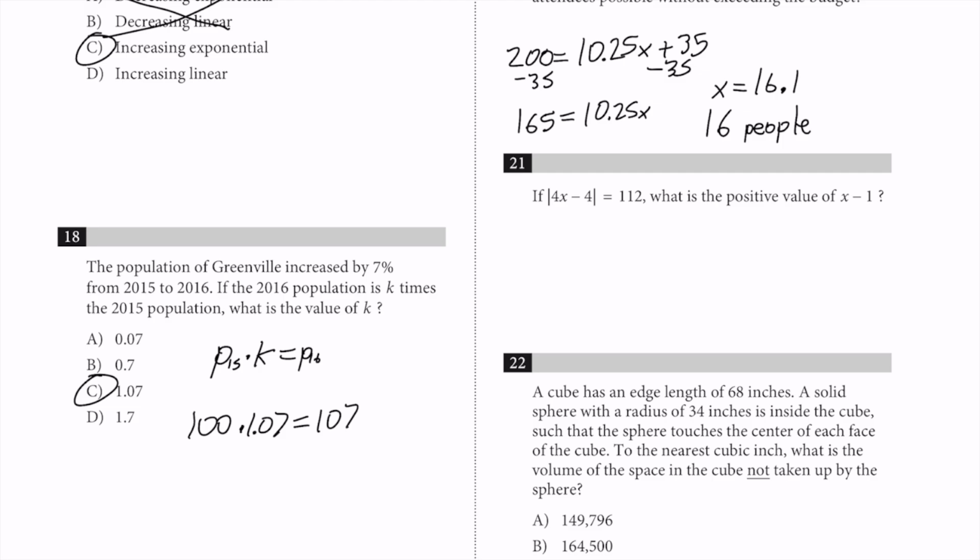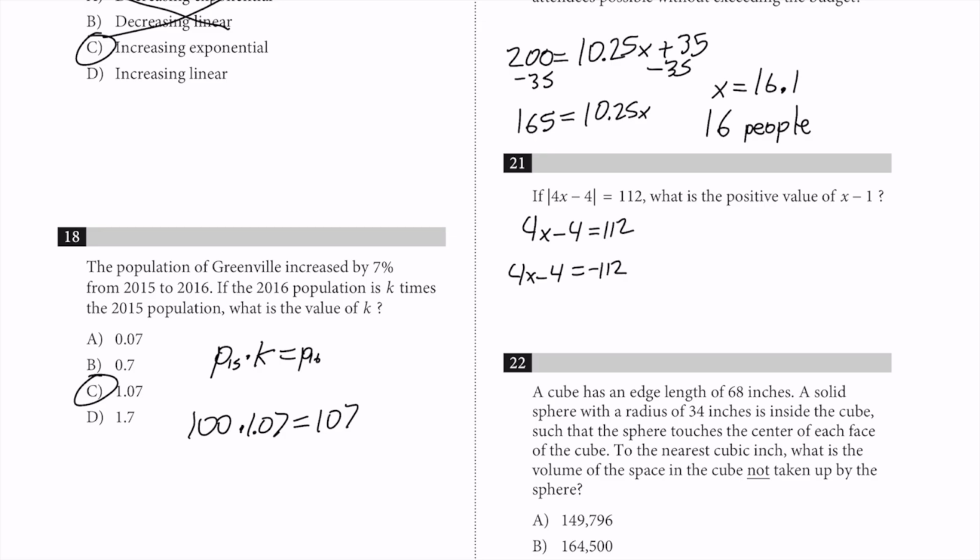Question 21. The absolute value of 4x minus 4 is equal to 112. What is the positive value of x minus 1? So we know when we have the absolute value, that means we take whatever's in the absolute value and just make it positive. So you could either have 4x minus 4 is equal to 112, or 4x minus 4 is equal to negative 112.